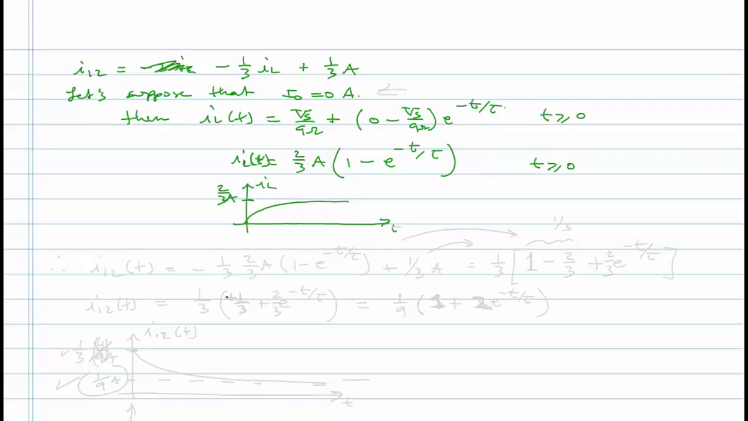Okay? Now finally we can say, therefore I12 of t is equal to minus 1/3 of 2/3 amps of 1 minus e to the minus t over tau plus 1/3 of an amp. Or otherwise put, we'd say it's 1/3 times, let's see, this is going to be 2/3, 1/3. Is that right? 1/3.